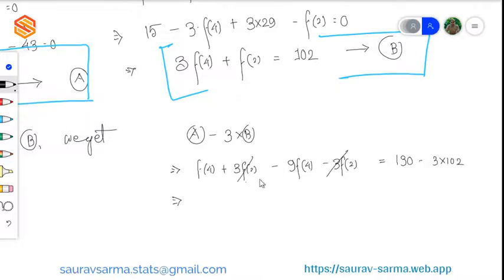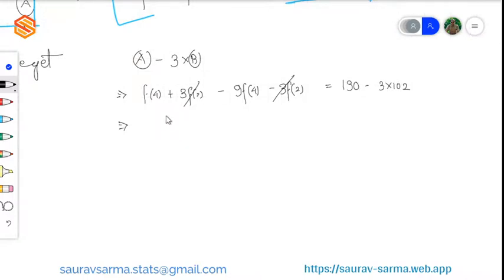So the a2 terms cancel out, and you will be left with f of 4 minus 9 times... so minus 8 times f of 4 is equal to 130 minus 306, right? Which is equal to minus 176.